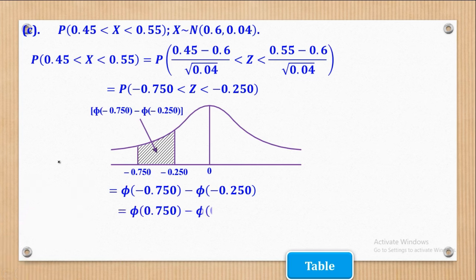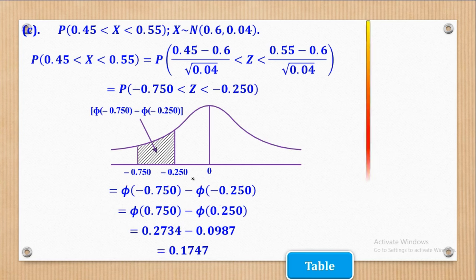So you come and substitute. So by symmetry, this is that, this is that. So when you substitute, you come up with this for this and this for that. Then you subtract to come up with the final answer as 0.1747. So basically that's what they wanted.